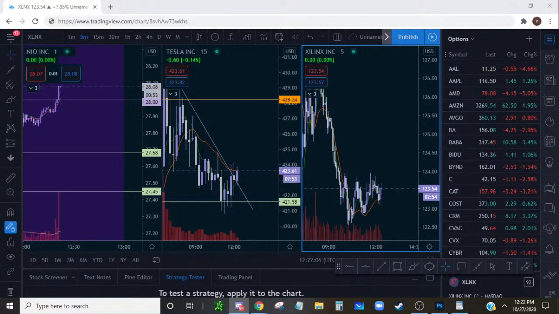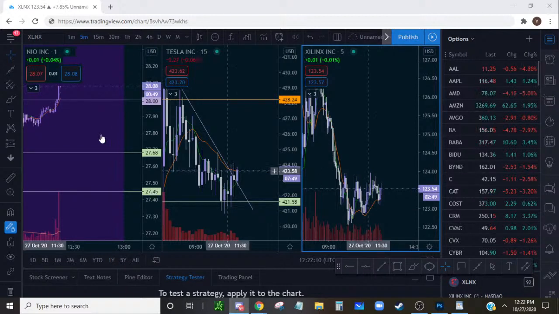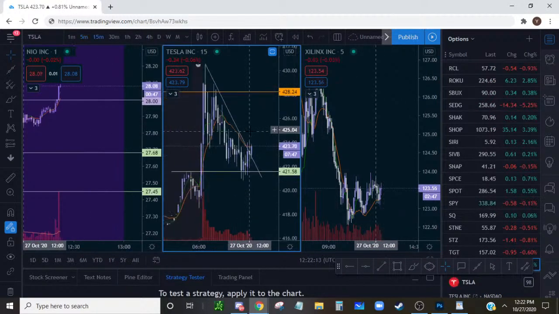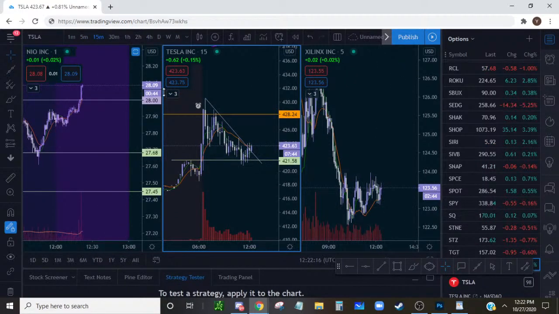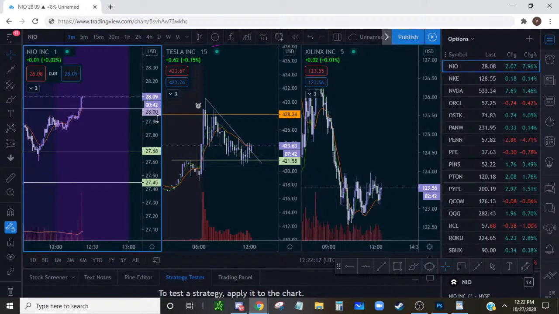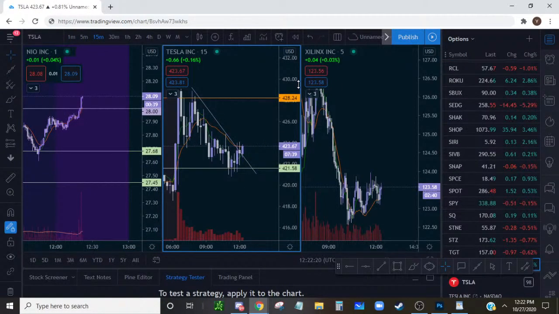There it is, not you popping off this Tesla. Once this candle closes, I'm gonna make my entry on Tesla and call it a day right there.